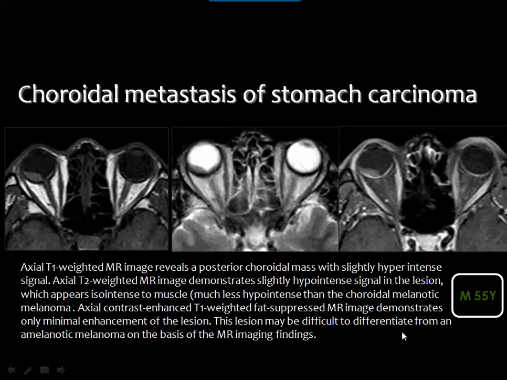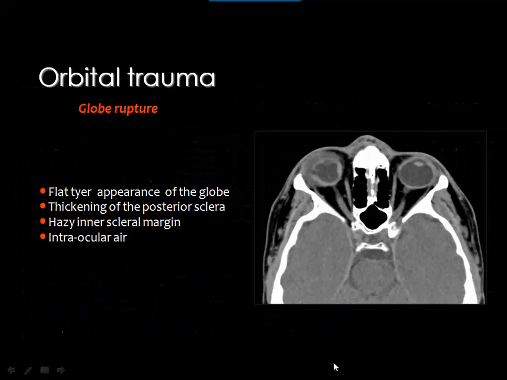Then commonly, if you don't know that the patient had a primary malignancy, you diagnose this lesion as malignant melanoma. But if you know that the patient had a primary malignancy, then you should combine both lesions to a single pathology, and you think of metastasis from the known primary malignancy.